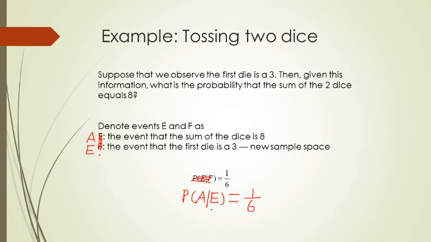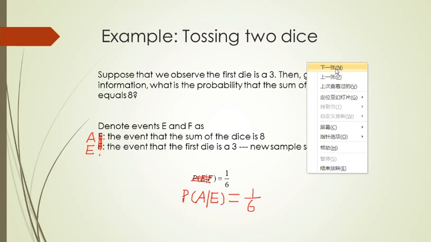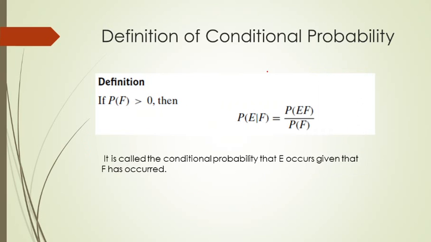Okay, now let's check the notation. So that is the definition of conditional probability. We usually write it in this notation, and in this notation we put a vertical line. We read it: given the event F occurs, the conditional probability of event E.